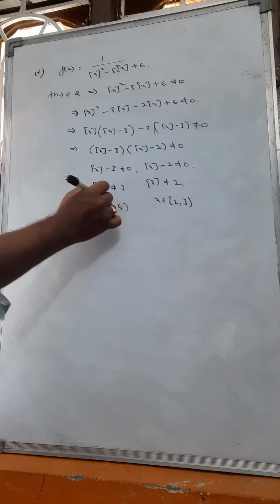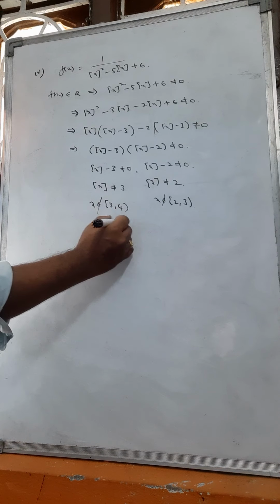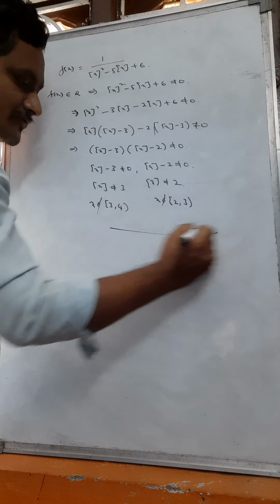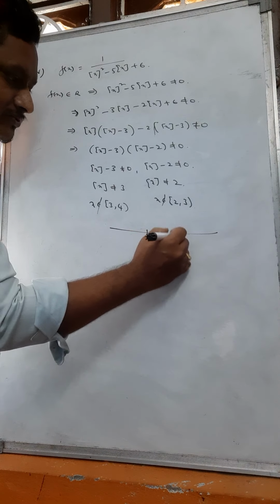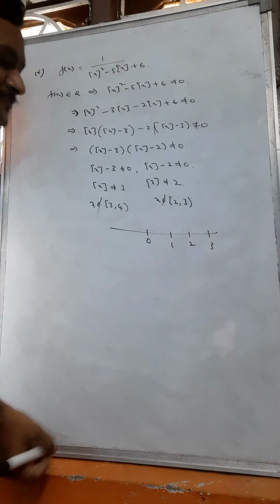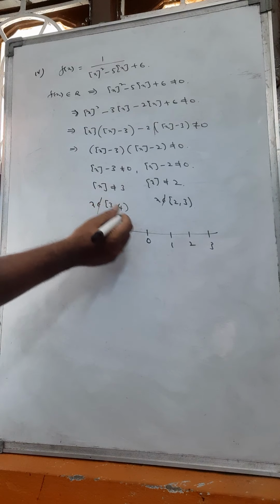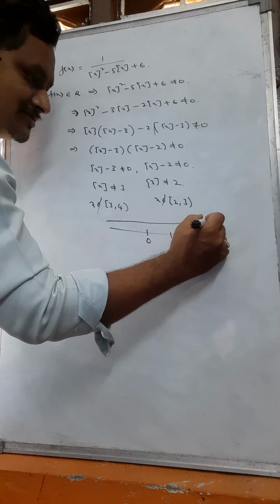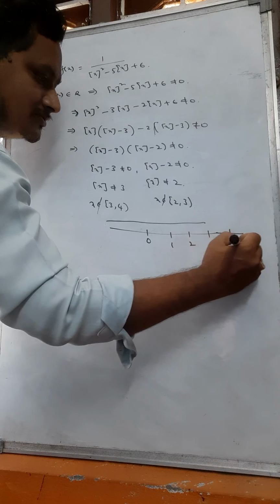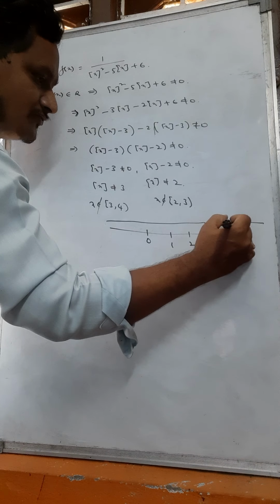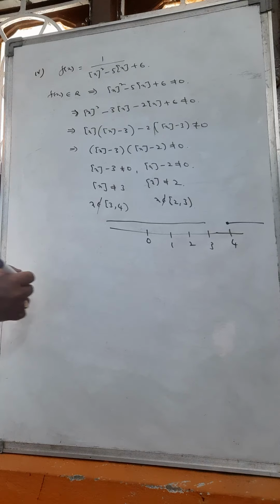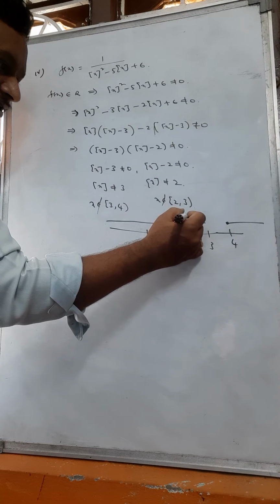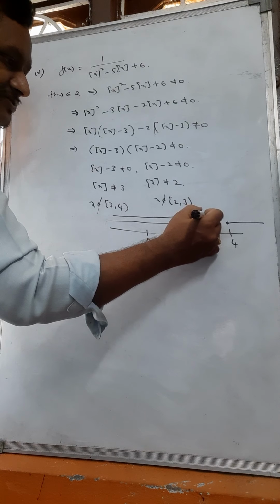2 to 3, so here x does not belong to it. From 3 to here it is 0, 1, 2, 3. Here, except all the values 3 and 4, these values. So 4 is included, 3 is not included. So 2 to 3 means 2 is not included and 3 is included.